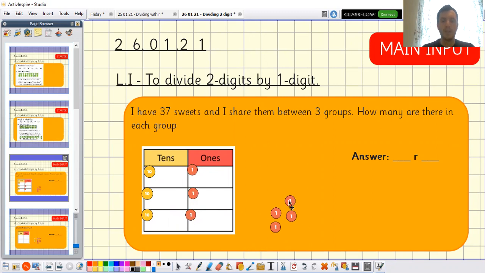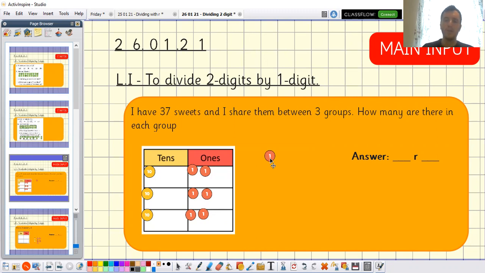I've got some more, so let me carry on. 2 in that group, 2 in that group, 2 in that group. Oh, I've got 1 more. Let me see if I can put it to make it equal. If I put it in that group, it's not going to be equal because this now has 3 ones and these groups only have 2. If I put it in this group, it now has 3 ones and those groups only have 2. And the same for this group. So I can't use that one. That one's got to be spare. That one's got to be our remainder.